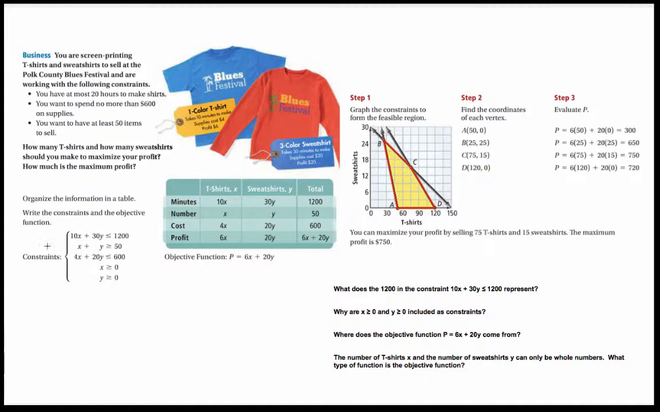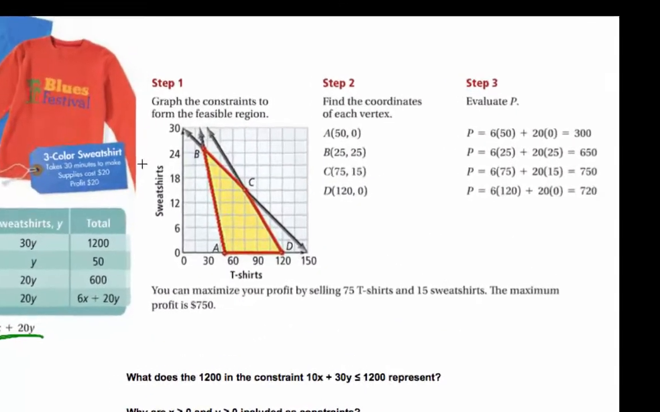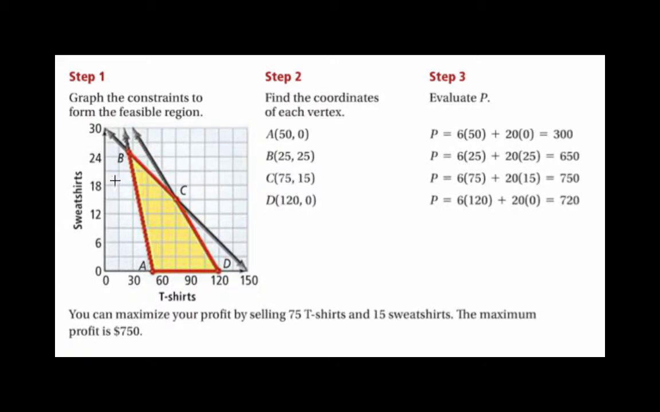So once we have this system set up, our constraints, we also talk about the profit function. We're told back here in this graphic, $6 profit on t-shirts, $20 profit on sweatshirts, so $6 per t-shirt, $20 per sweatshirt, 6x plus 20y, that's going to equal our profit function, right? So if we were to graph the constraints, when we do that, we get our feasible region. So here's the graph.